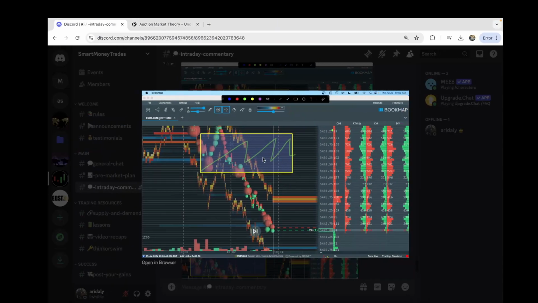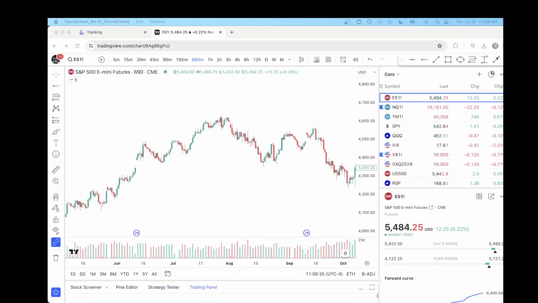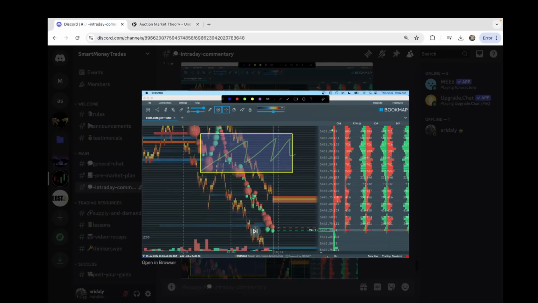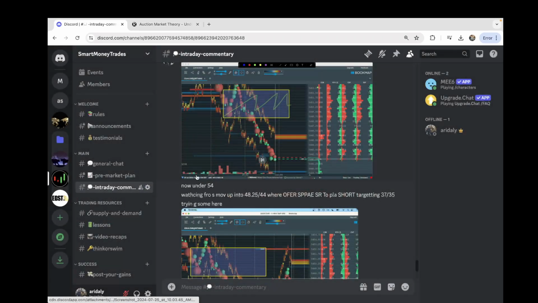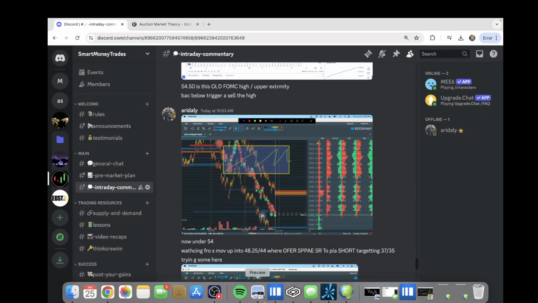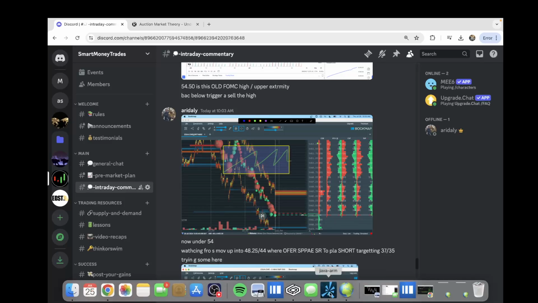So my thesis was, okay, I want to play short. I can't chase this. I want to sell a pop, but I need an area with good risk to reward. If we could pop up, get a nice strong push up into that area right here, and then sellers could step in, that's where I'd want to play short, targeting that 3-5 level that I showed from earlier. So I said right here in real time, I'm watching for a move up into this 4-8.25, 4-4 when offers can appear to play short, targeting 3-7, 3-5.